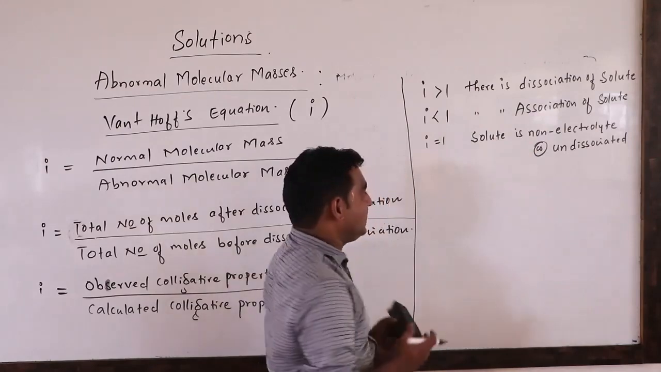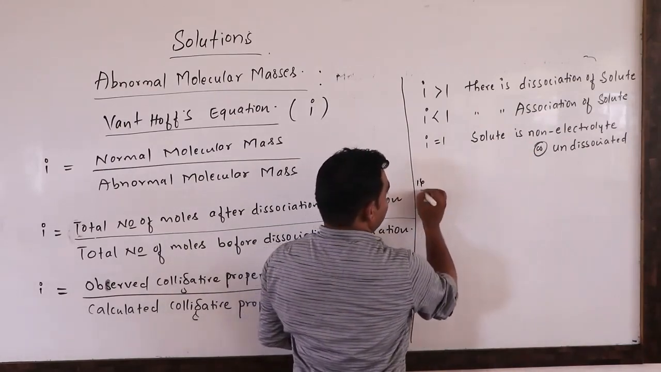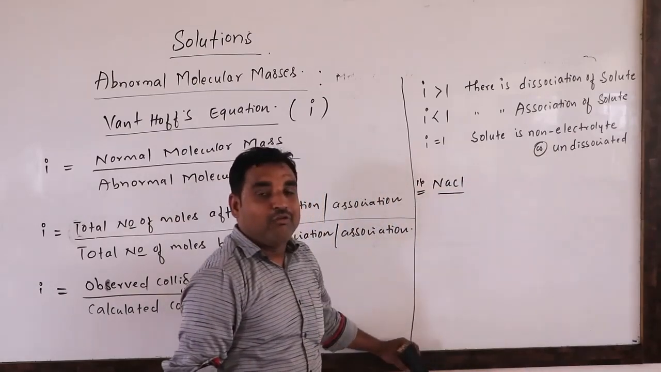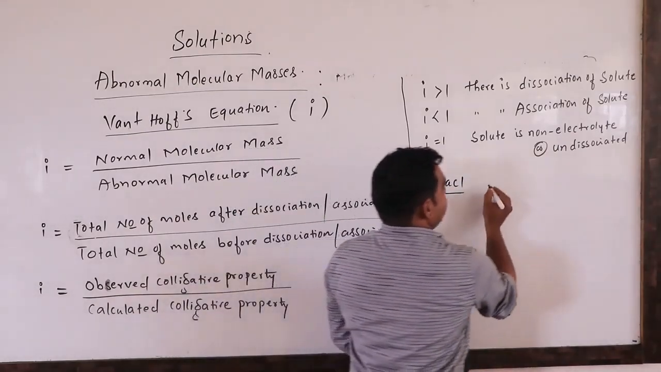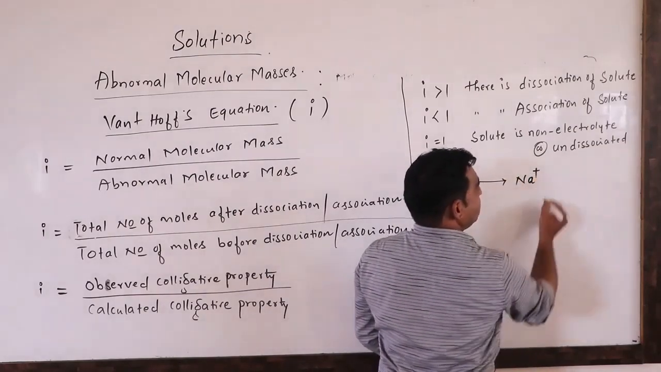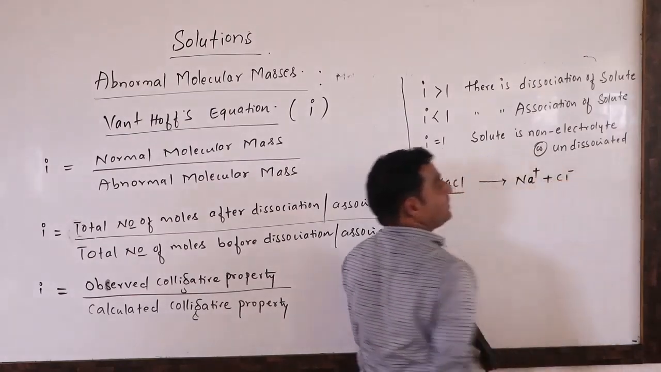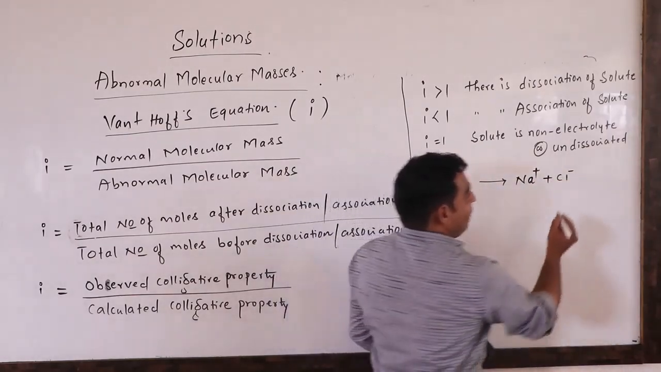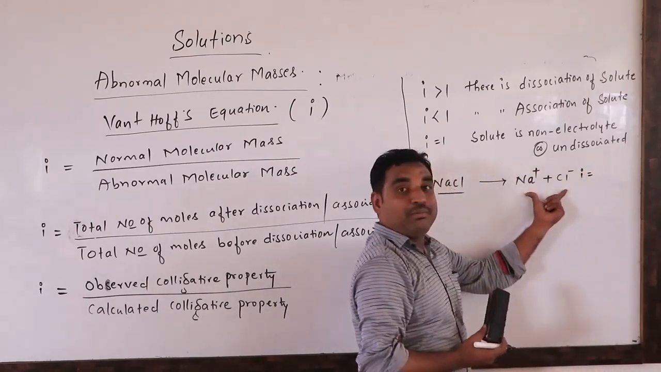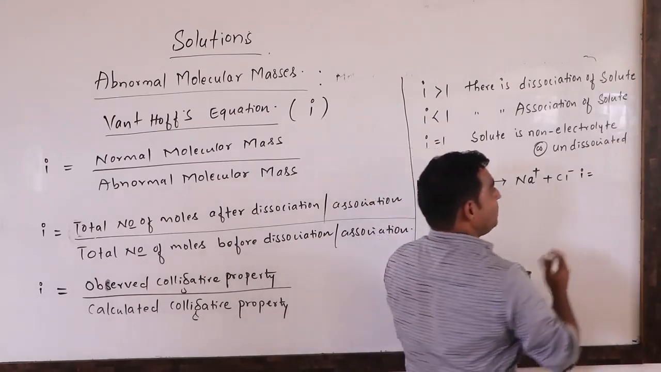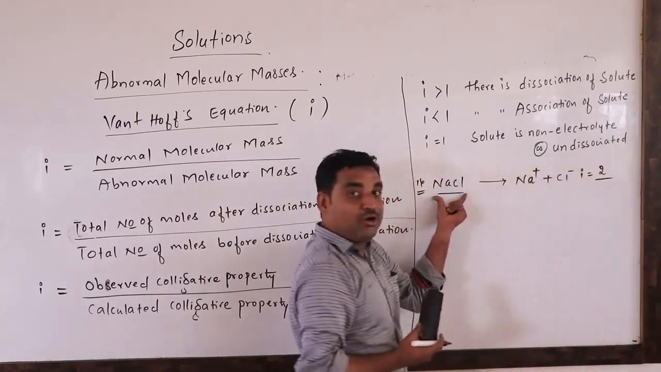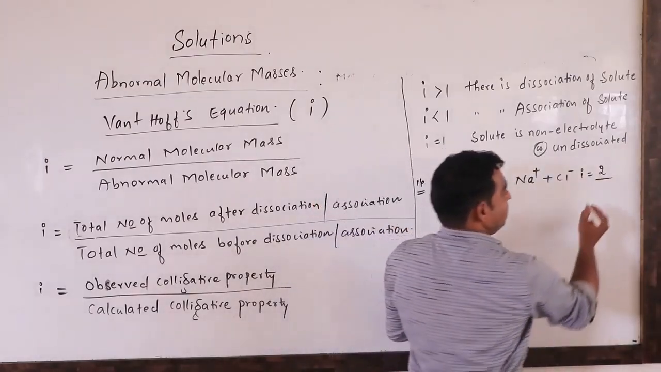How does it work? Now we will discuss with examples. For example, take sodium chloride. This is a strong electrolyte. When we add this solute to a solvent, it dissociates to form Na plus and Cl minus. If you want to calculate the i value, i is equal to what? After dissociation, how many moles of ions will we get? 2. Before dissociation, how many particles? 1. That is 2 divided by 1.